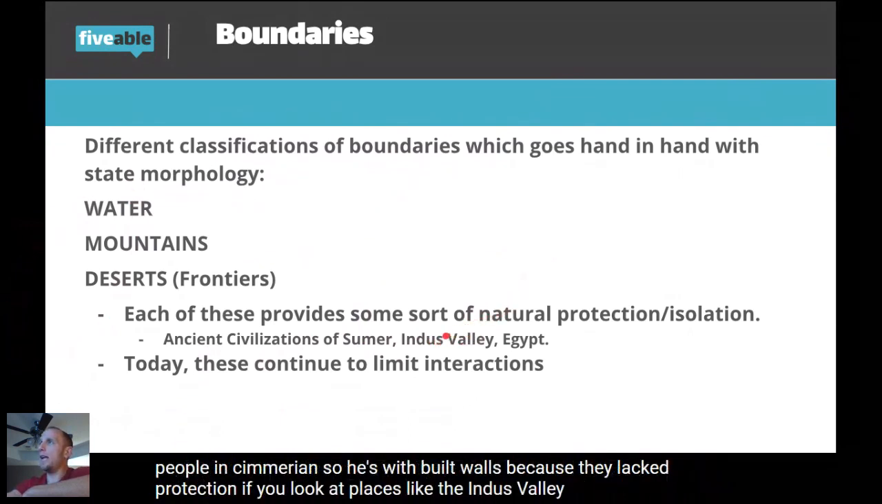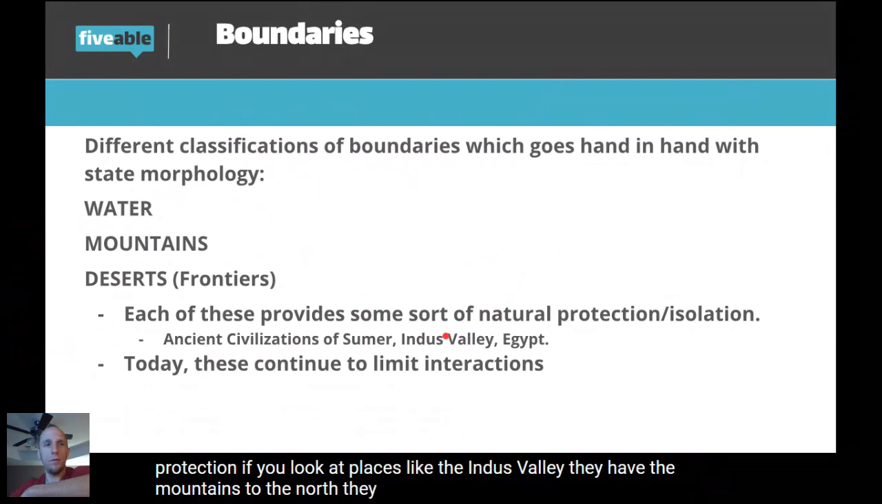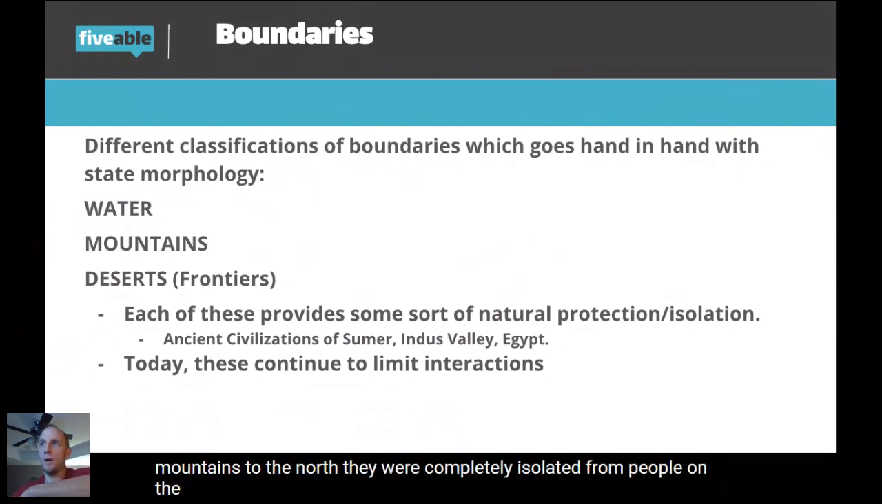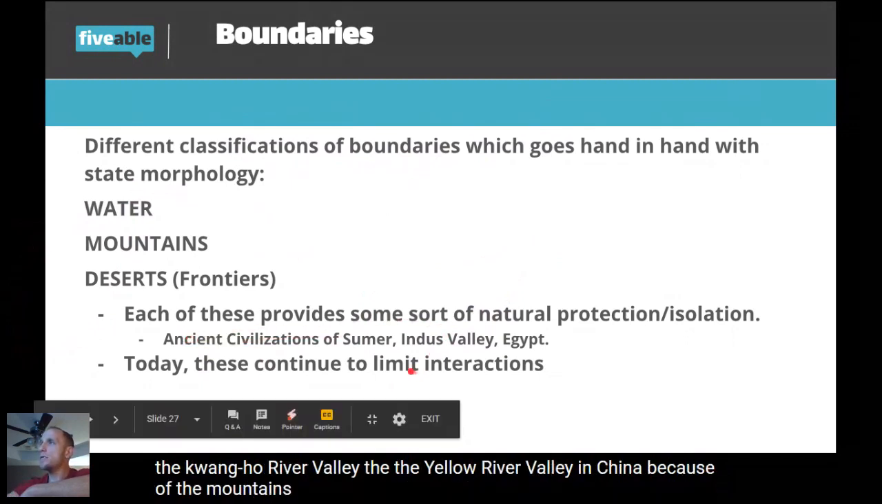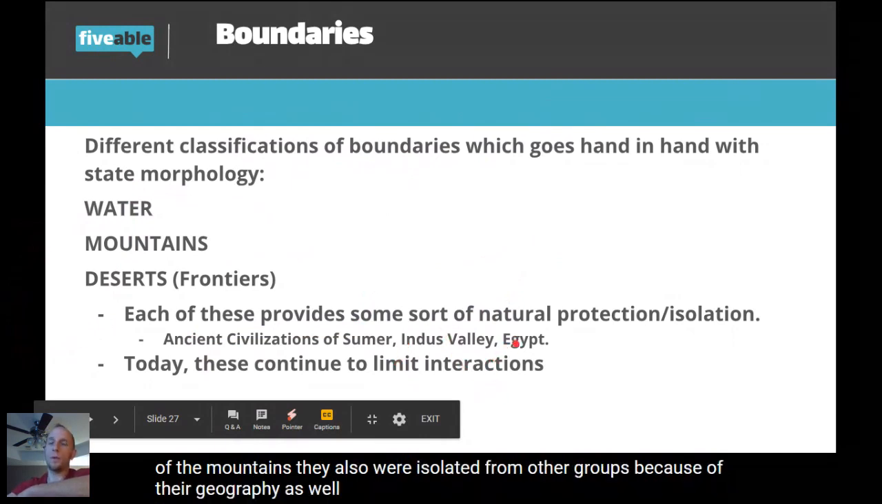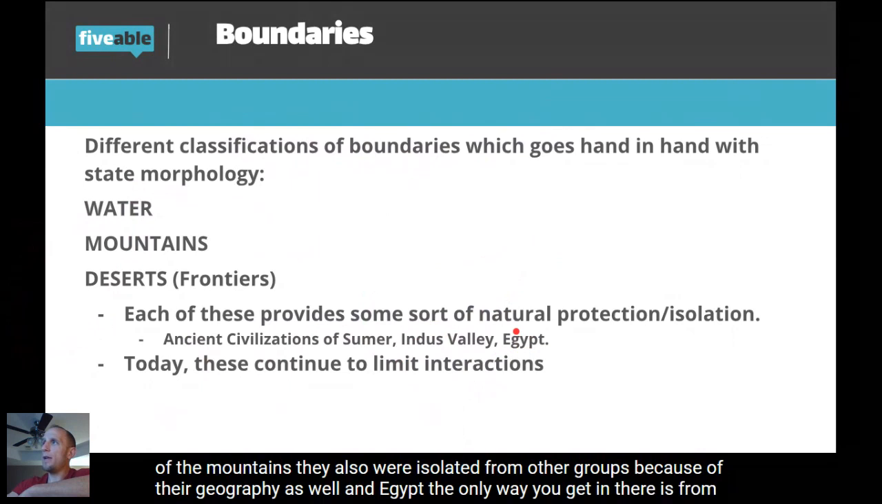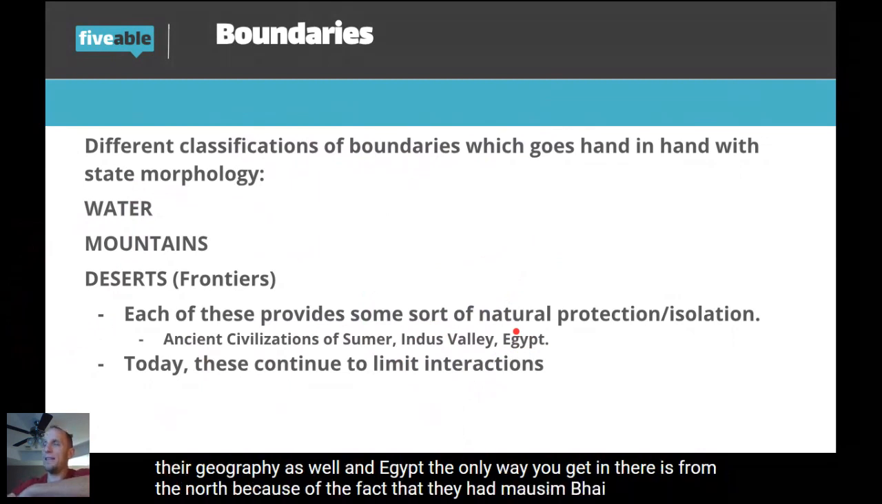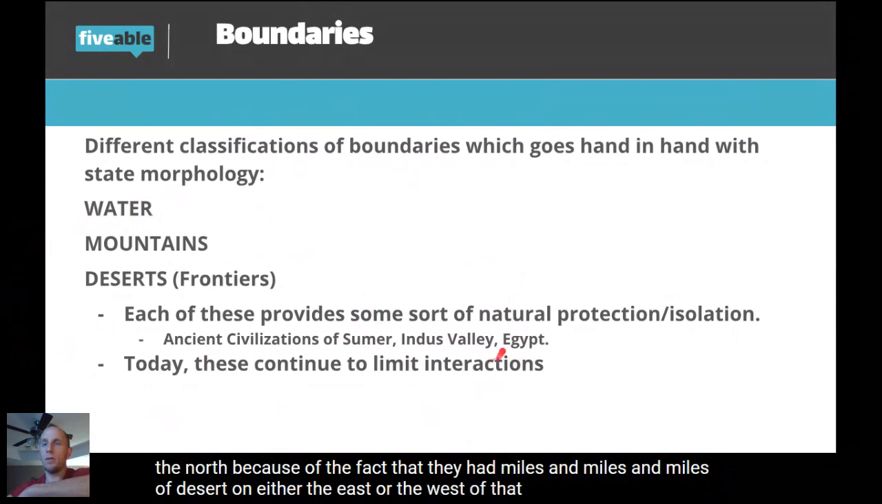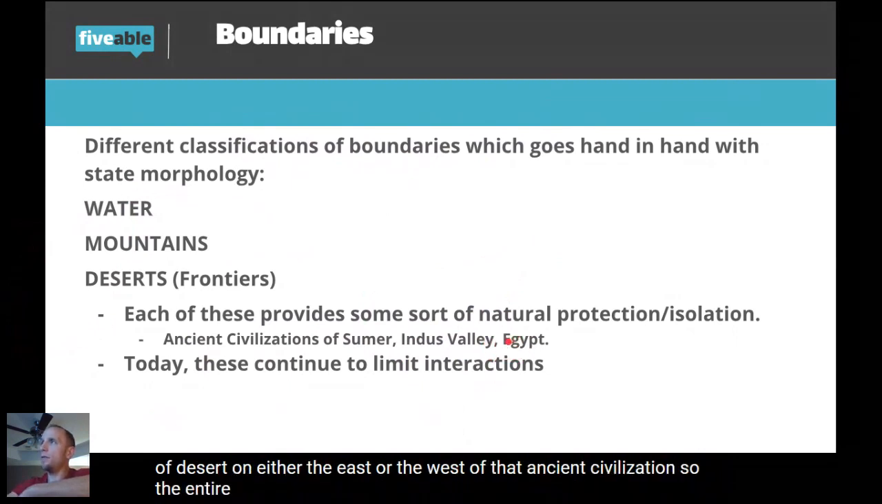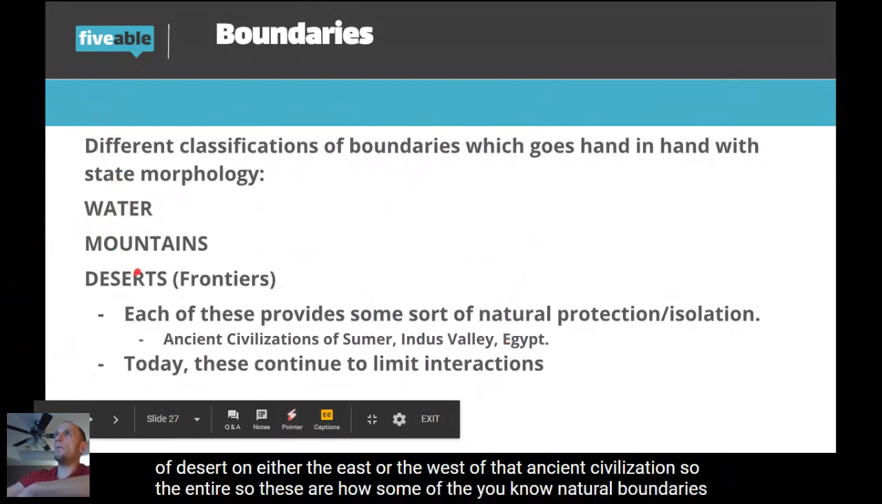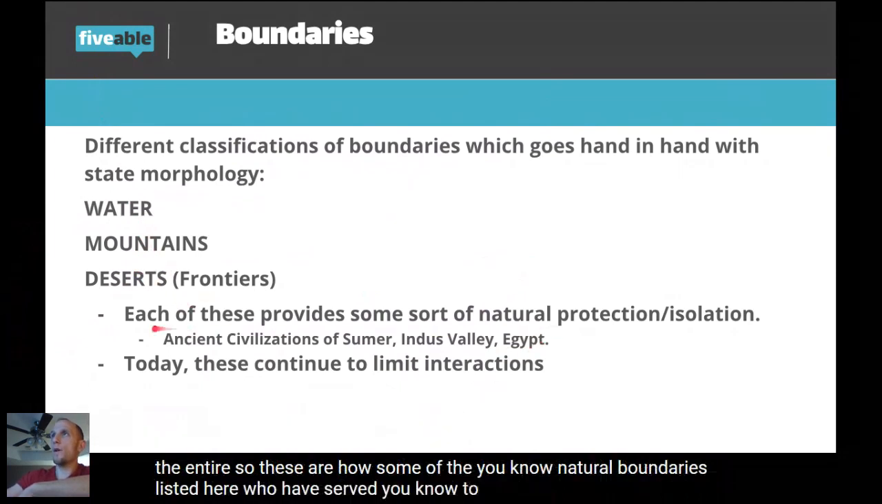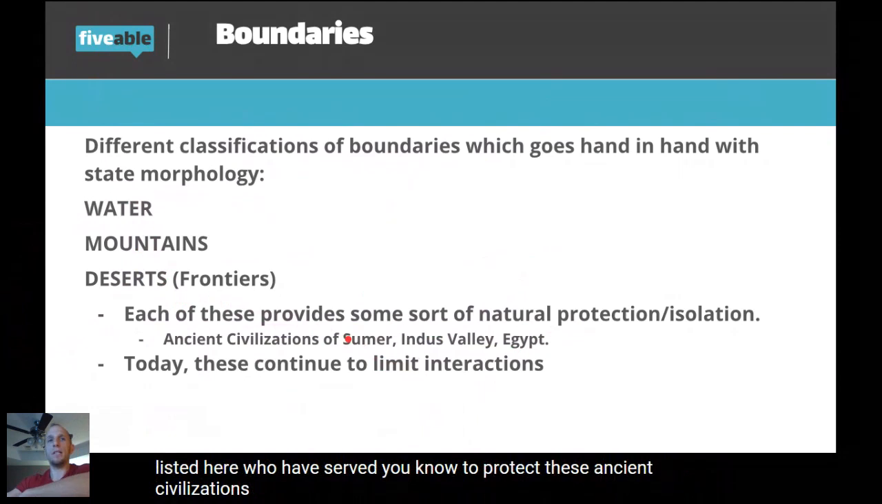But if you look at a place like the Indus Valley, they have the mountains to the north. They were completely isolated from people on the Huanghe River Valley, the Yellow River Valley in China, because of the mountains. They also were isolated from other groups because of their geography as well. And Egypt, the only way you could get in there is from the north because they had miles and miles and miles of desert on either the east or the west of that ancient civilization. So the entire civilization of Egypt was along the Nile River. So these are how some of the natural boundaries listed here would have served to protect these ancient civilizations. Today, water is still a boundary, right?